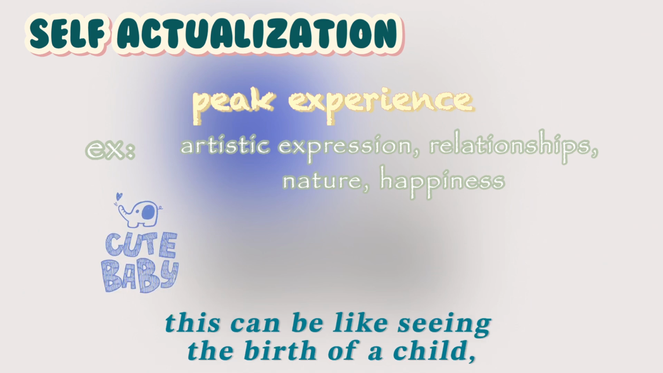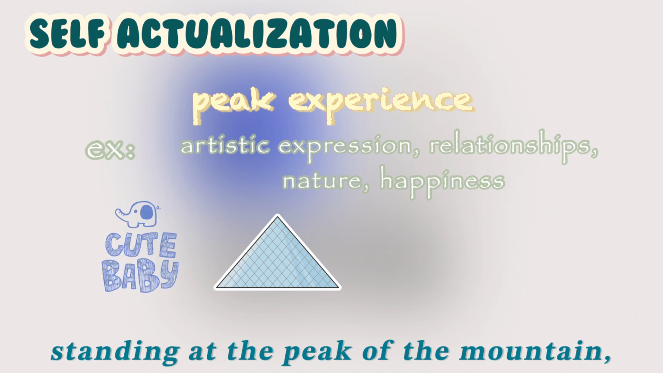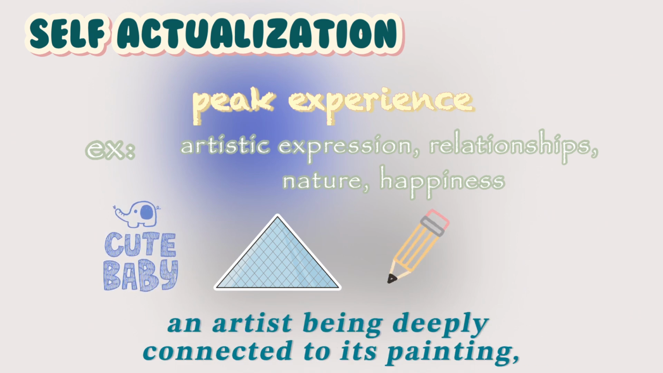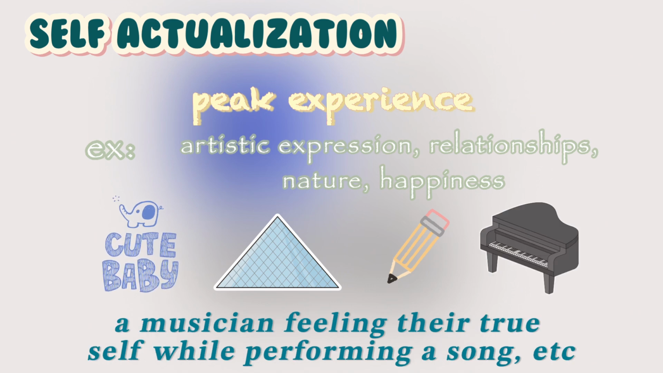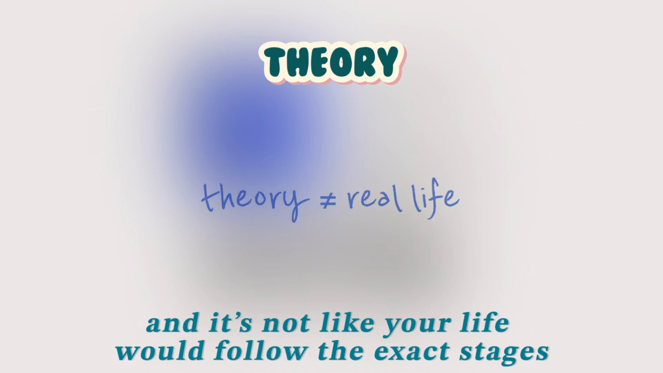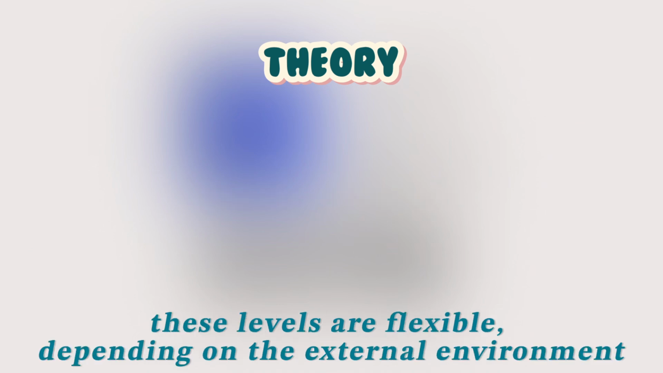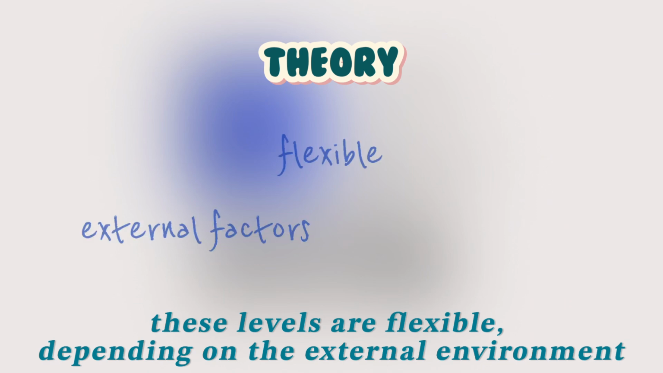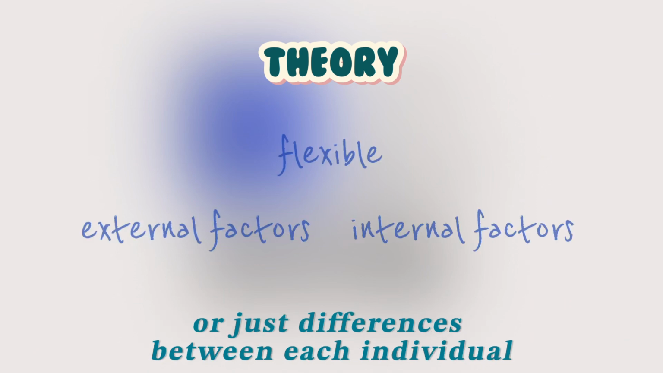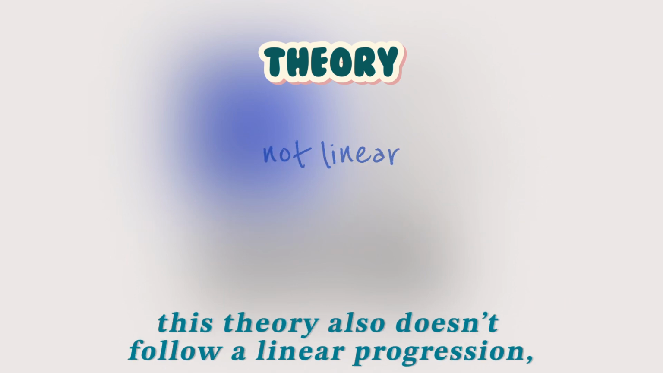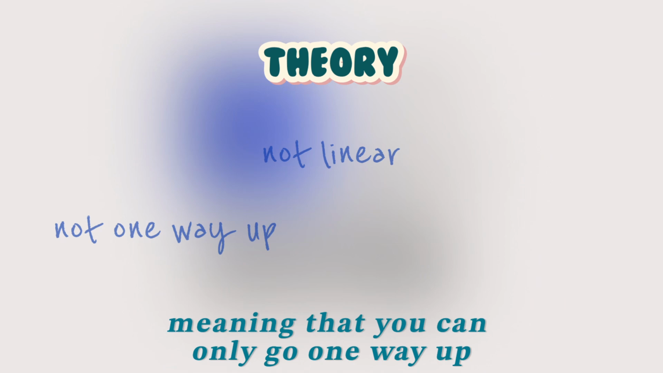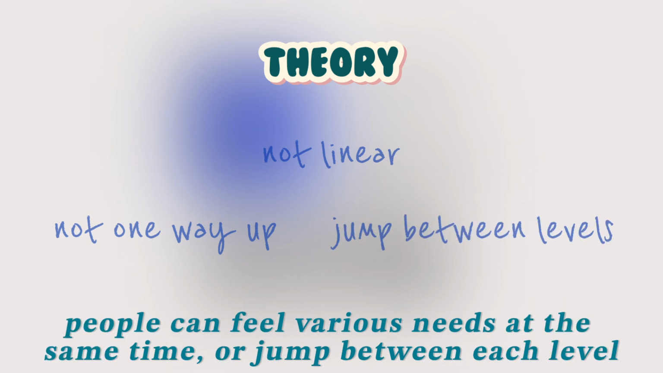This can be like seeing the birth of a child, standing at the peak of the mountain, an artist being deeply connected to their painting, a musician feeling their true self while performing a song, etc. Now that we've understood what each level of the theory meant, we need to understand that this is a theory, and it's not like your life would follow the exact stages. These levels are flexible, depending on the external environment or just differences between each individual. This theory also doesn't follow a linear progression, meaning that you can only go one way up. People can feel various needs at the same time or jump between each level.